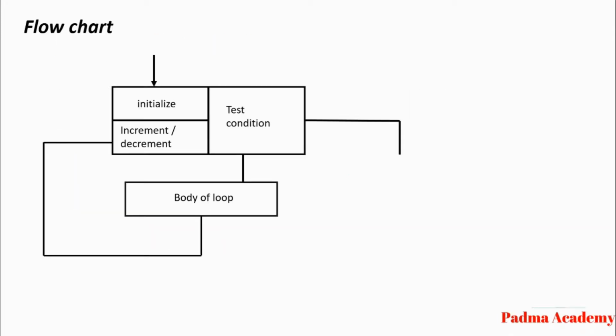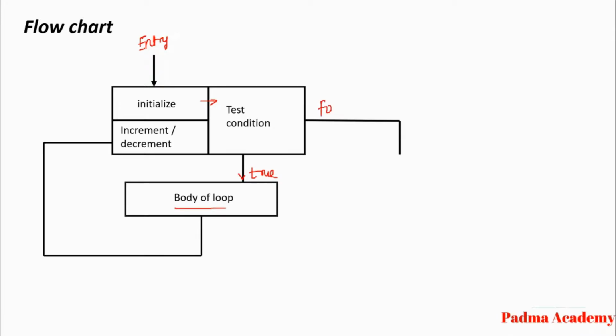So now the flow of execution of this for loop is: first it enters from here, the entry. Then first it initializes, that is, i is equal to 0, or something variable is equal to something. That variable is called the loop control variable. Then it checks the condition. If that condition is true, then it will execute the body of the loop.